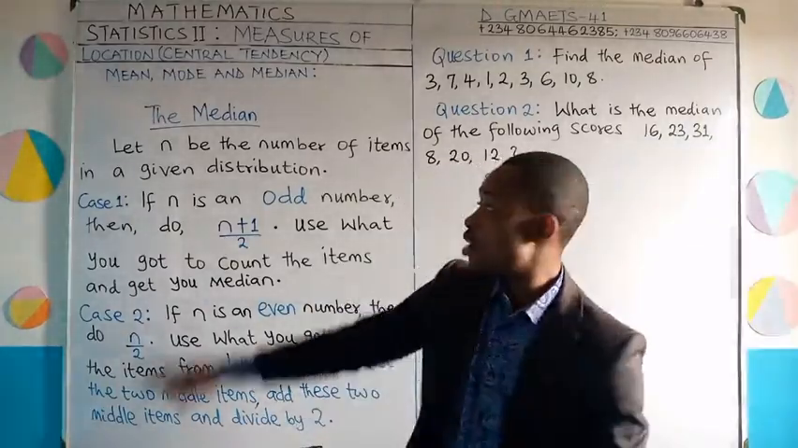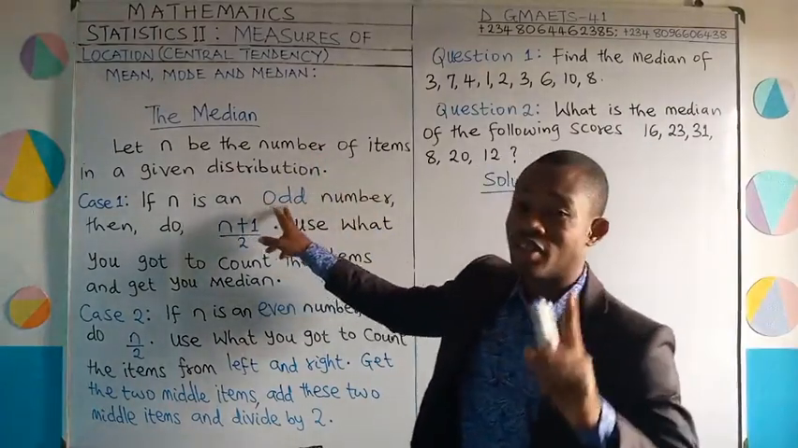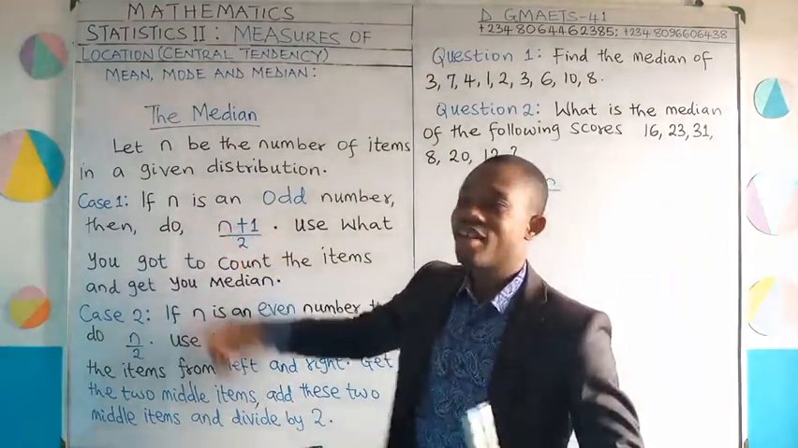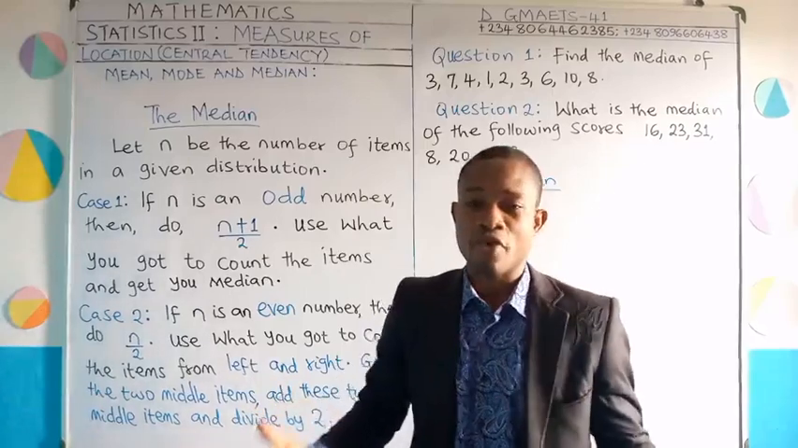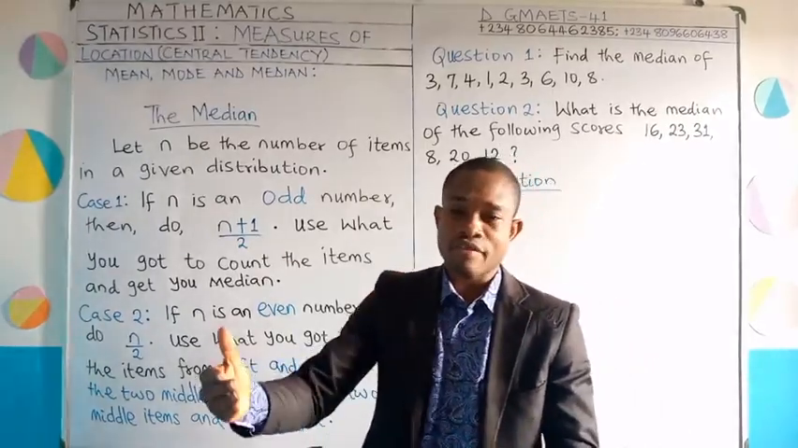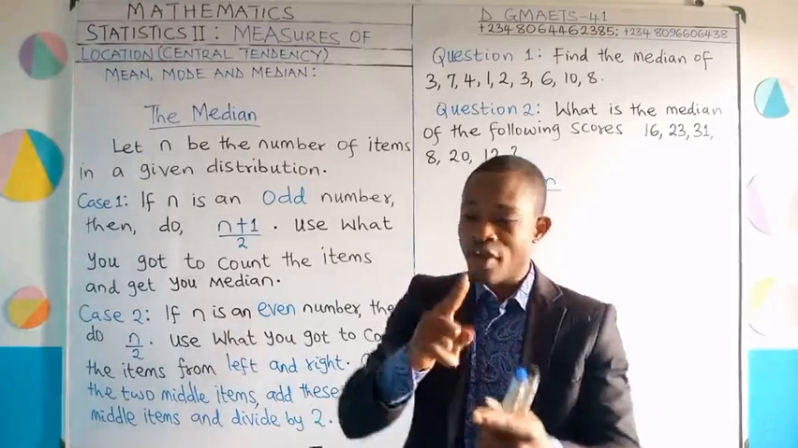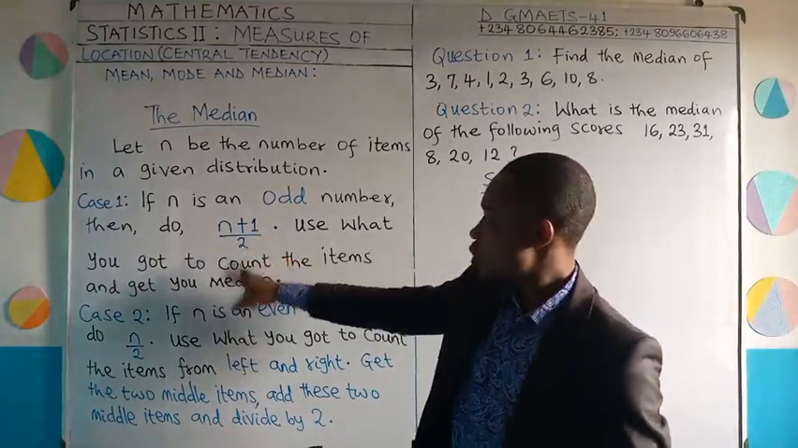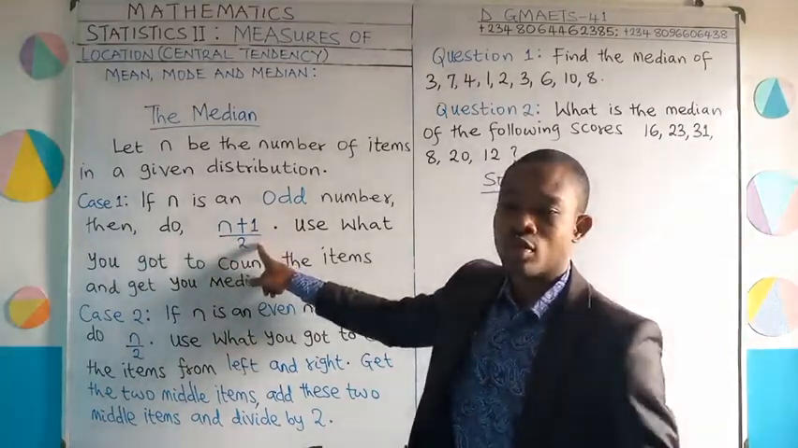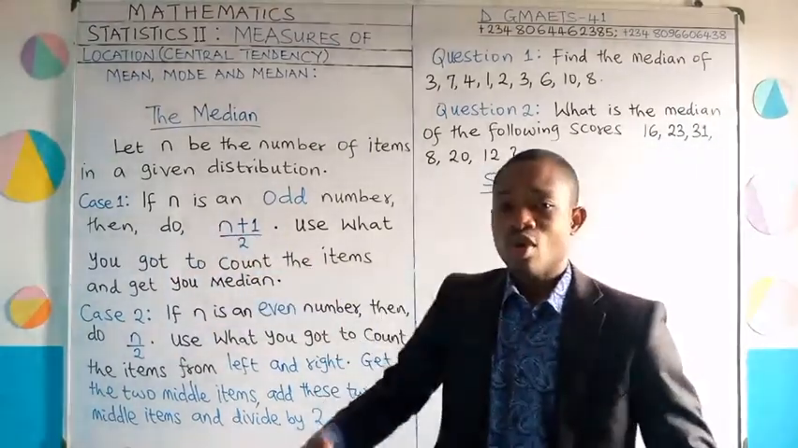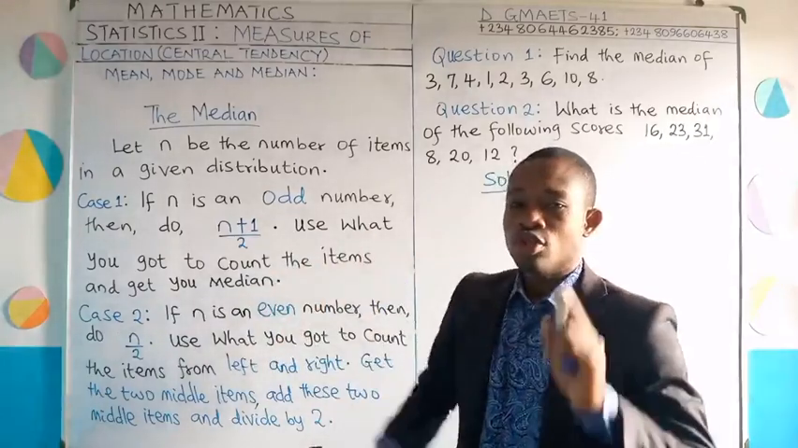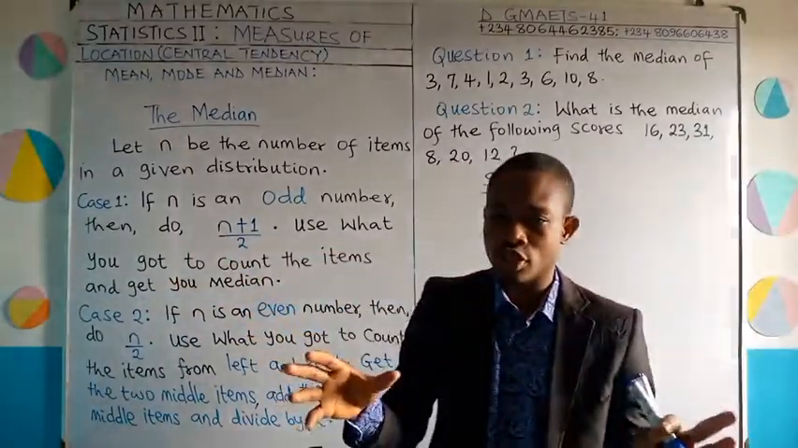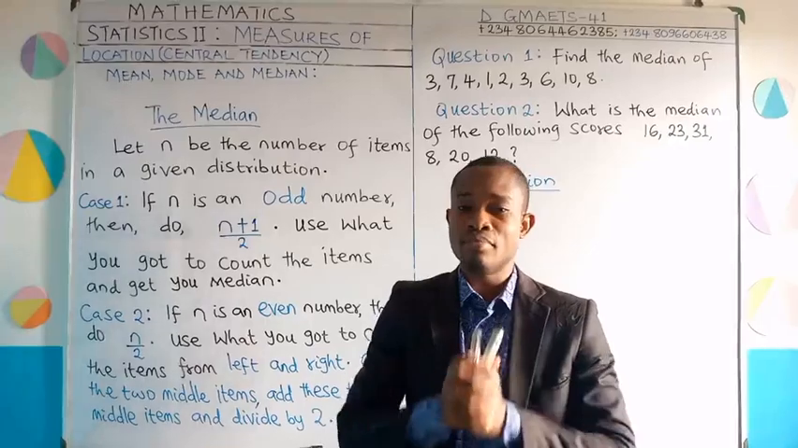Now, if the number of items there is an odd number, this is what you will do. You will do n plus 1, that is, add 1 to n. Let us assume that n is 5, for example. That is, the number of items you have in that distribution is 5. You have to do 5 plus 1, which will give you 6, then divide it by what? 2. So we have (n plus 1) over 2. If you do that, (n plus 1) over 2, whatever you get, use that to count the items you have in that distribution. That will help you to get the median.